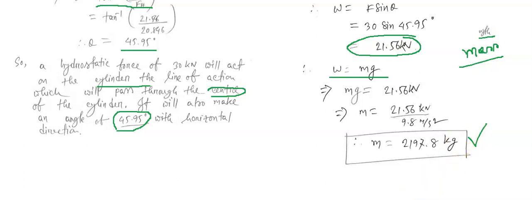So that's the total procedure that I did. As it was a curved surface, initially we calculated the horizontal force, then the vertical force, then we calculated the resultant force and the corresponding angle, and then we calculated the moment, and from the moment we got the weight, and we know W equals mg, so then we got the mass. So that's question 3.